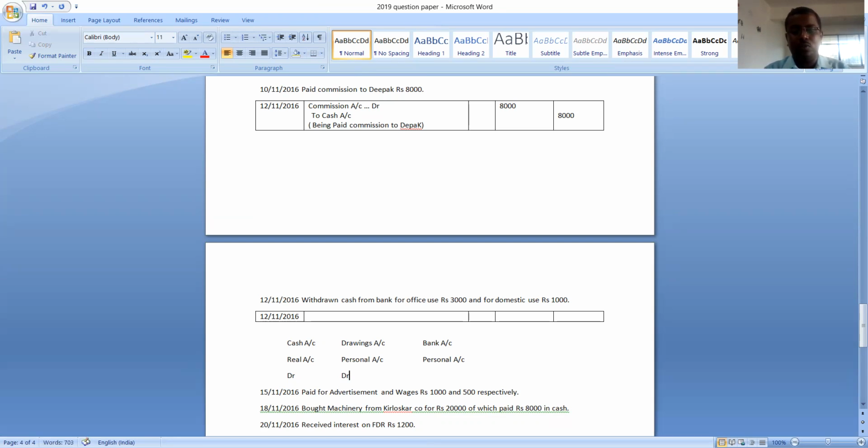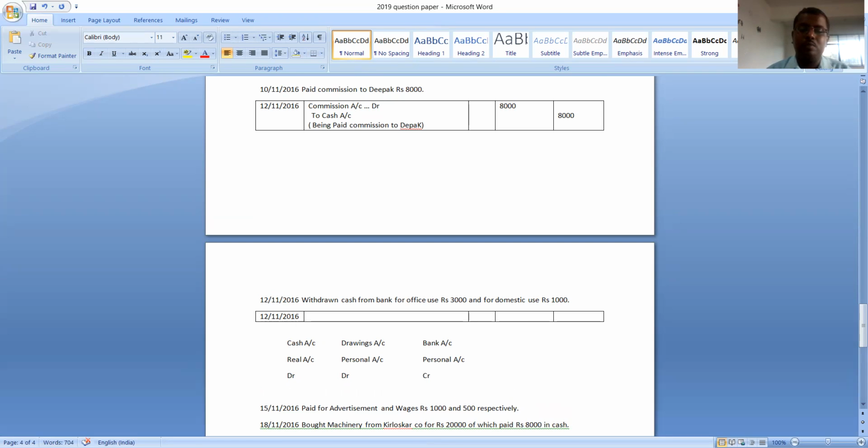So what is the debit rule of personal account? Debit is the receiver. So drawings account should be debited. Which account should be credited now? Bank account should be credited because money is withdrawn from the bank for office use as well as for personal use. So in both cases, who is the giver? Banker is the giver. So bank account should be credited.